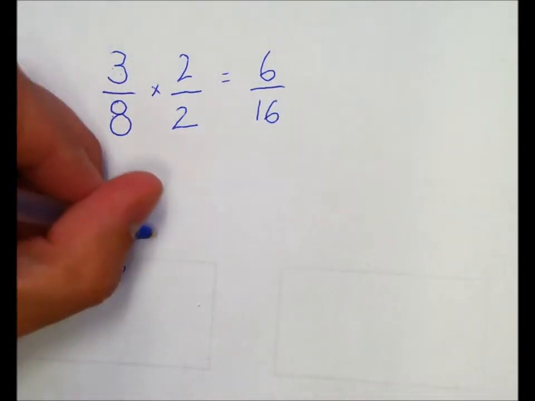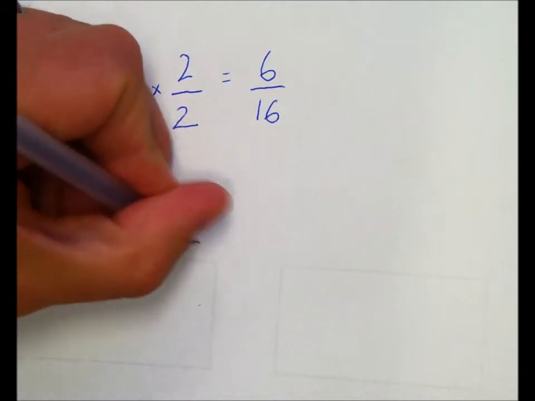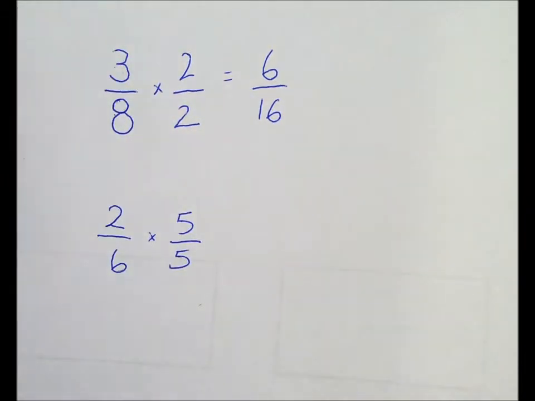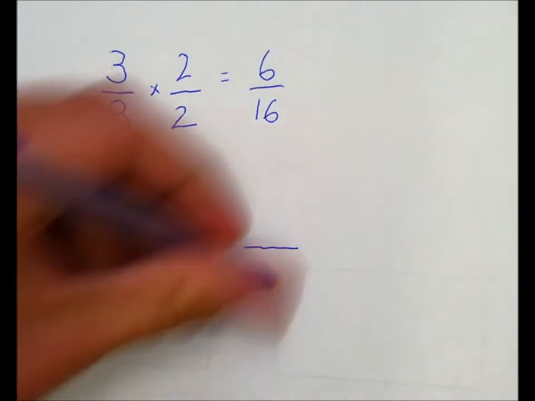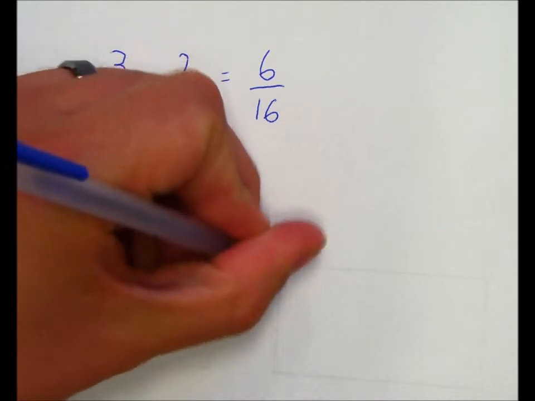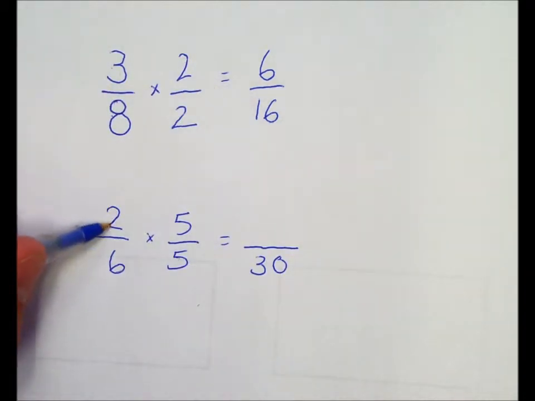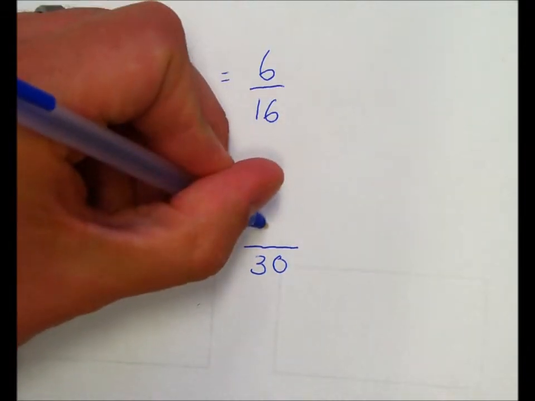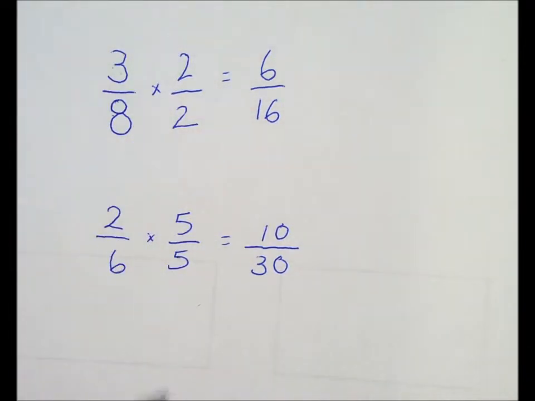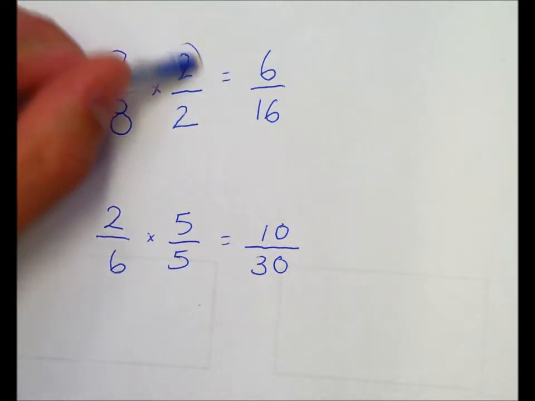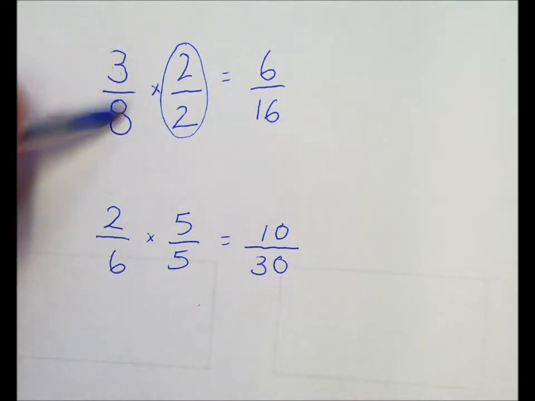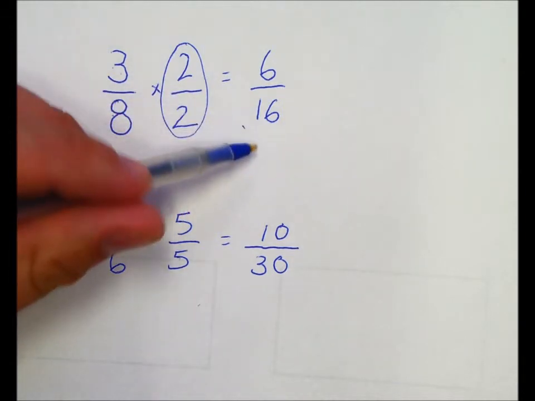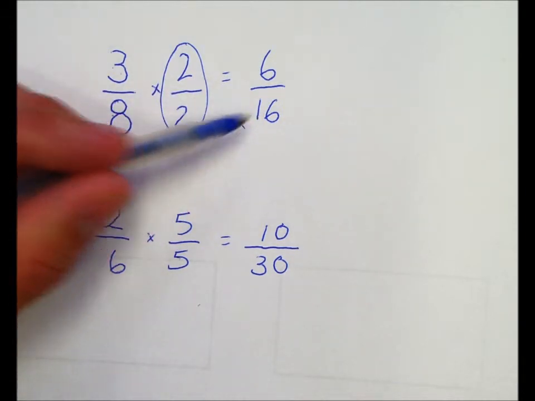Similarly, if I want to multiply 2 over 6 by 5 over 5, what I will get is an equivalent fraction. The equivalent fraction will have a denominator of 6 times 5, or 30. And the numerator will be 2 times 5, which is 10. So we can see right now, since this is equal to 1, we are not actually changing the value of this fraction. We're just changing the number of pieces the whole thing is divided into.